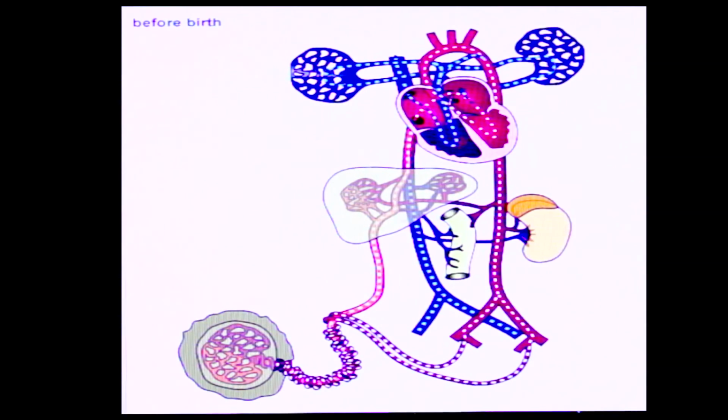So once all these structures are gone, the blood starts flowing again in a serial circuit, that is from the right atrium to the right ventricle, then to the lungs and back to the left atrium and the left ventricle. So that is how the fetal circulation gets changed into adult circulation.